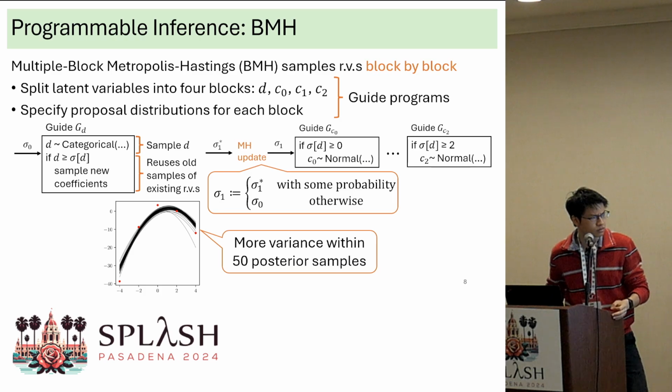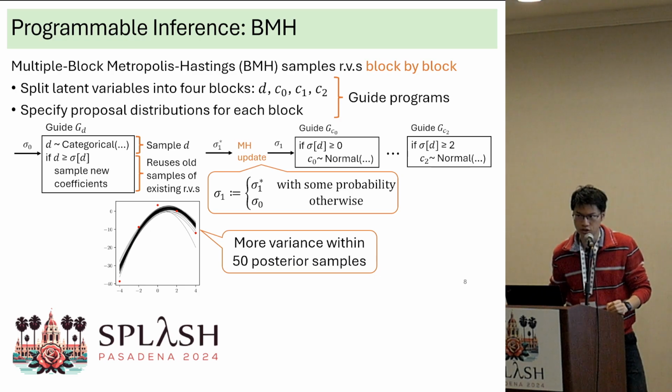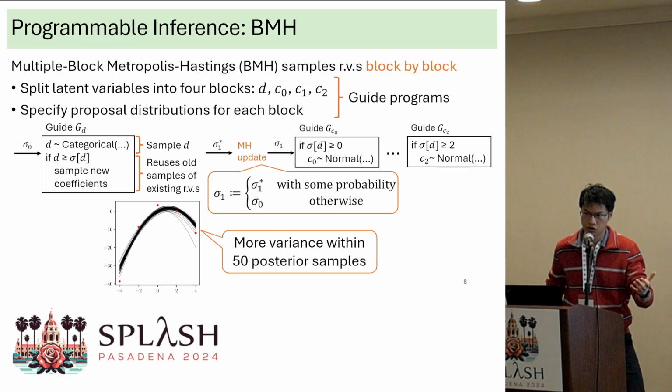guides. And this is a result of running BMH on our example. As you can see, this time we now have more variance within the 50 posterior samples generated by BMH as compared to the generic inference algorithm from the previous slide. So by customizing the inference algorithm, specifically by splitting the latent variables into blocks and sampling them block by block, we obtain more accurate posterior samples, also more quickly.